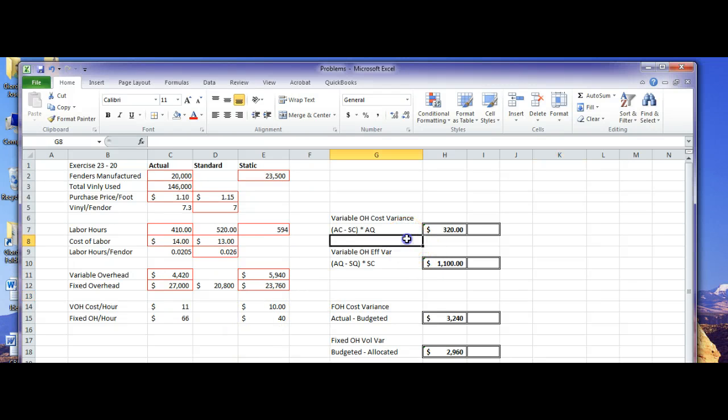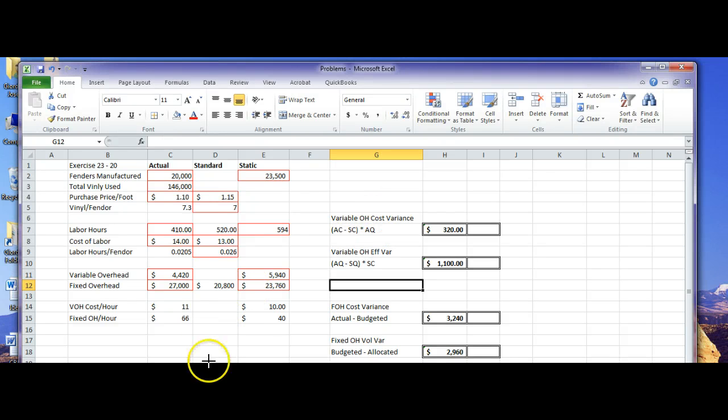All right, so one of the things you're going to notice as well. If you remember the transitive property of algebra, these are the formulas that the book gives you. We have a variable overhead cost variance. You got a variable overhead efficiency variance. But when you actually go into your homework manager, it's going to give you something slightly different because they're using the transitive property of algebra.